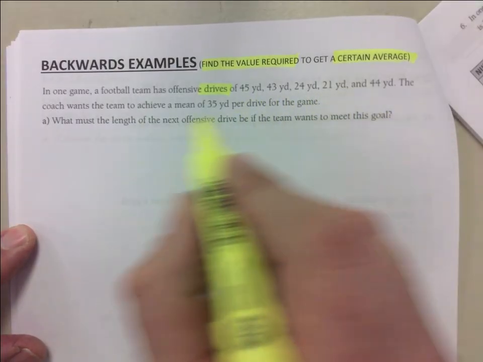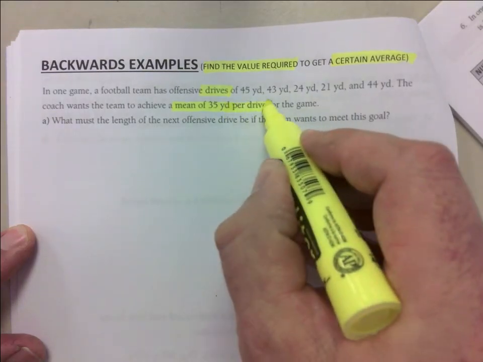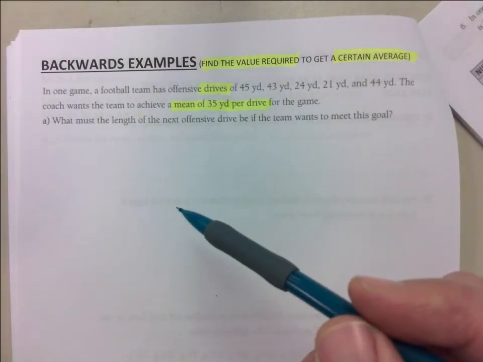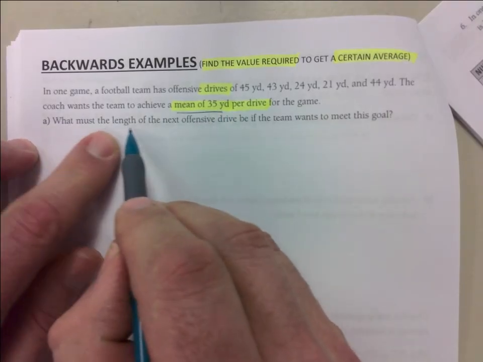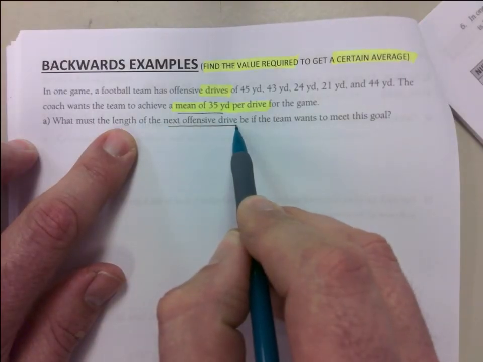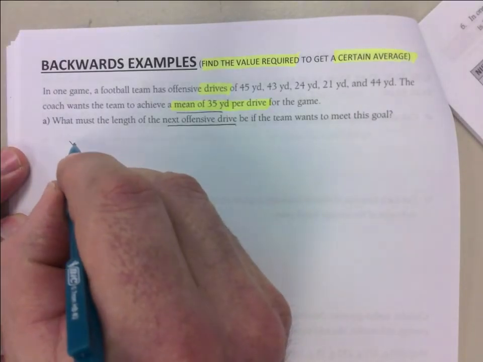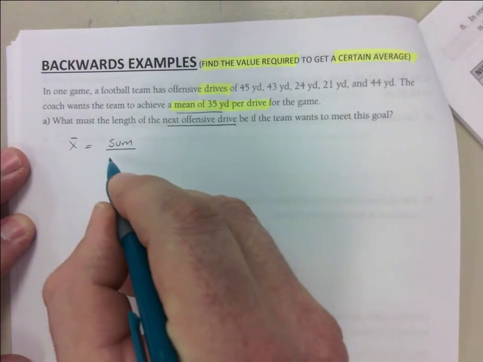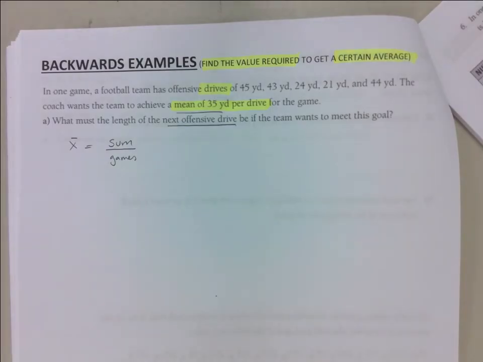In yards, the coach wants the team to achieve a mean of 35 yards per drive. So the mean is given, you're not calculating it, okay? Mean of 35. What must be the length of the next offensive drive if the team wants to meet this goal? So we're still going to say mean is the sum divided by games in this case. That's basically the formula for the mean.